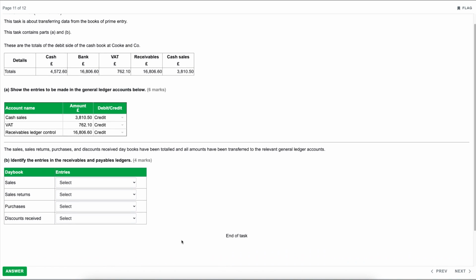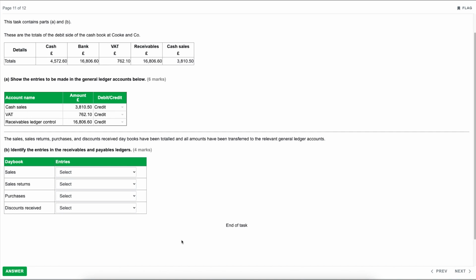So moving on to part B then, it states the sales returns, purchases and discounts received daybooks have been totaled and all amounts have been transferred to the relevant general ledger accounts. It then states identify the entries in the receivables and payables ledgers. So the first one we've got is the sales daybook. Obviously anything related to sales is going to your receivables, anything related to purchases is going to your payables. So we know that the first two both relate to sales, so we're going to be dealing with the receivables ledger.